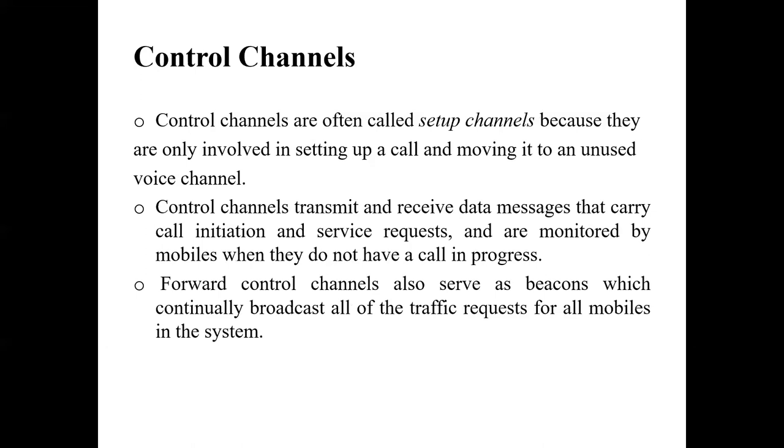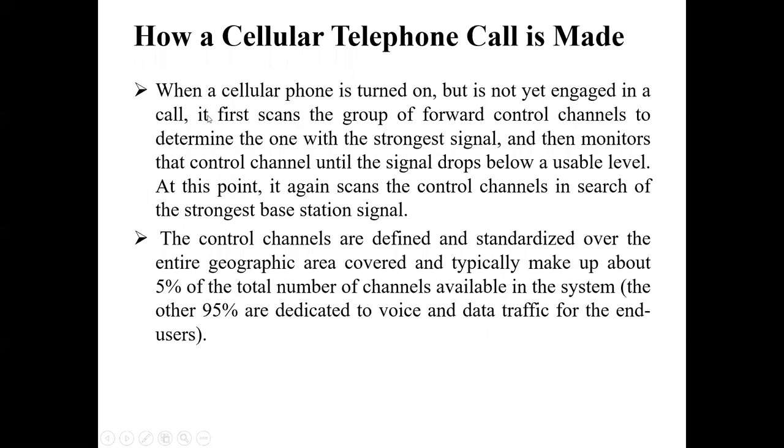Now we are going to talk about the function of each kind. Control channels are often called setup channels because they are only involved in setting up and initiating a call and moving it to an unused voice channel. Control channels transmit and receive data messages that carry call initiation and service requests, and are monitored by mobiles when they don't have a call in progress. Really, forward control channels are the channels transmitted by the base station, so every mobile unit must be engaged with a forward control channel. The forward control channel also serves as a beacon which continually broadcasts all of the traffic requests for all mobiles in the system.